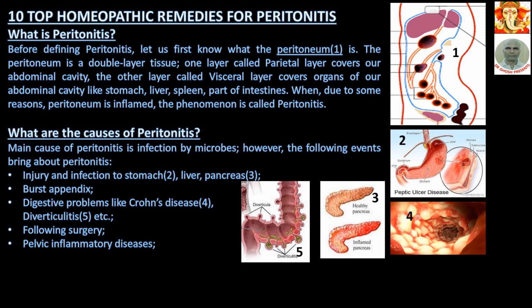Now look at picture 1. This blue line covers the exterior abdominal cavity line. So this is the parietal layer, and this red or orange colored layer covers the organs. It is the visceral layer. It is very difficult to understand from a picture because this is a three-dimensional thing.